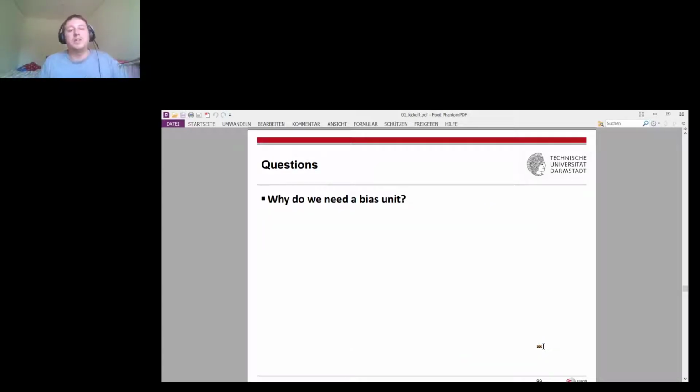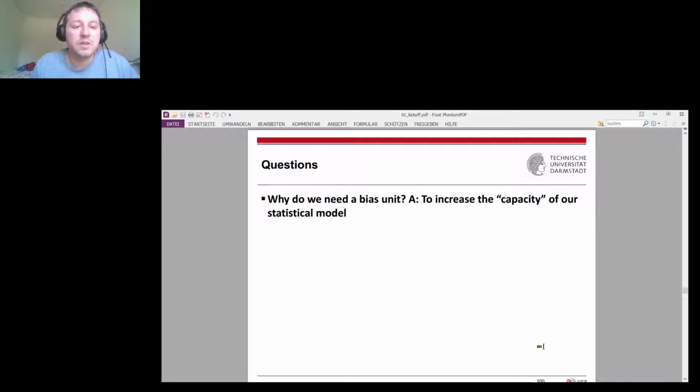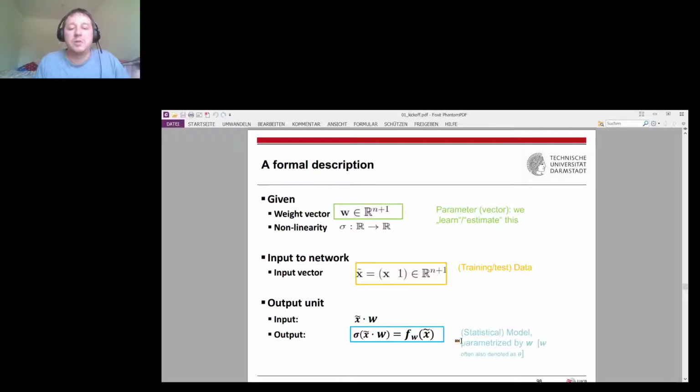Good. So now the question is, what about this strange bias unit? Why do we need that at all? The basic idea is that we increase the capacity of our statistical model. So what does that mean? That means if we have this additional one, we have one additional parameter, and this is this b. This is one additional parameter of our model. So we have this mathematical model f_w. f_w is given here. And now this f_w has one additional parameter, namely b.